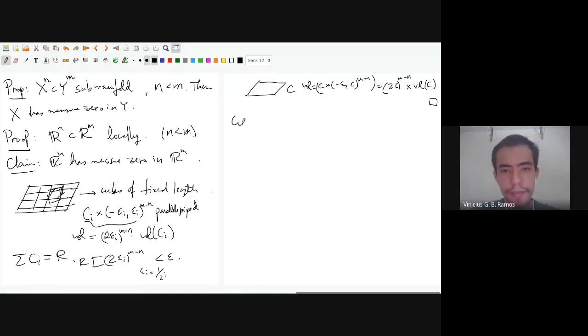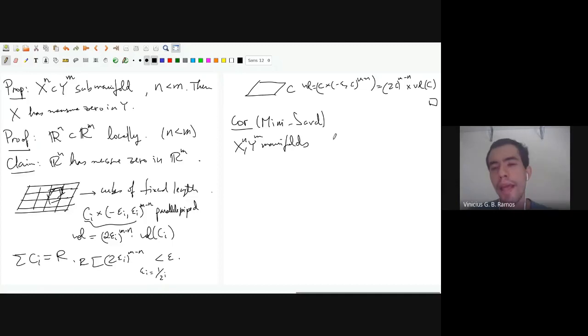So a corollary of this is what we can call mini-Sard. This is the easy part of Sard's theorem, which is that if you have X and Y manifolds, and n is less than m, and f is a smooth function, then the image of X has measure 0.